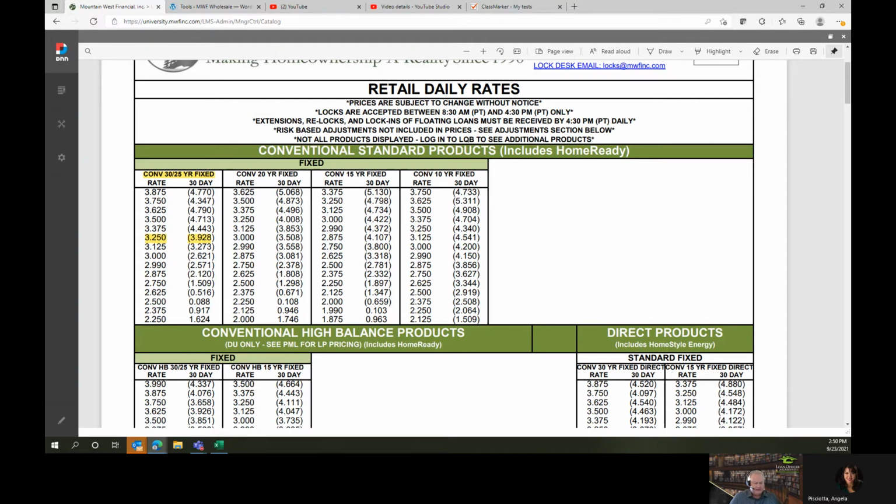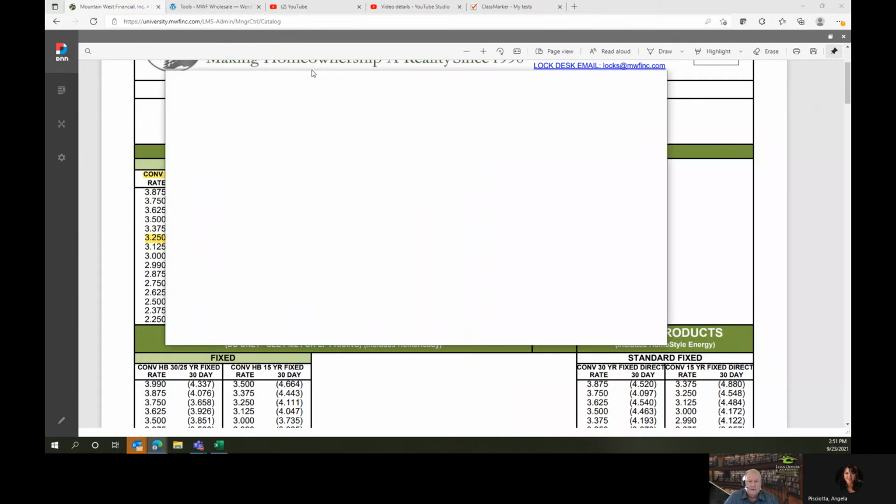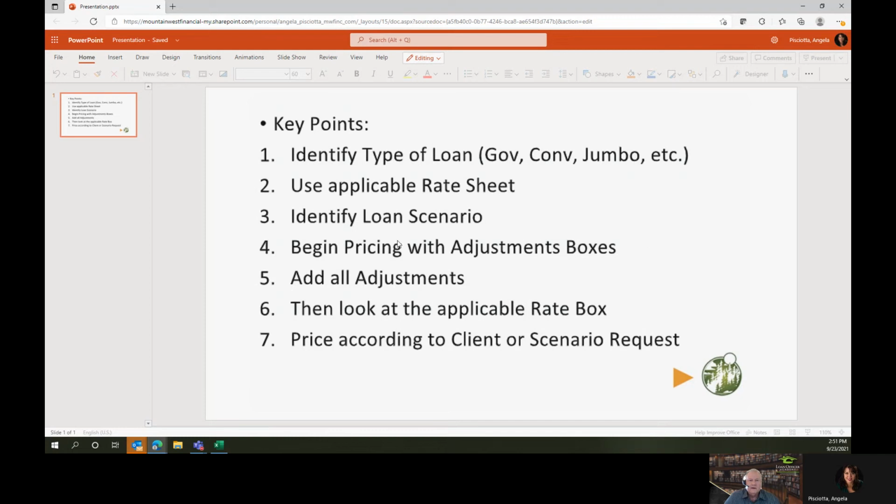Okay, so that's two examples, the FHA and a conventional. So now let's look at our takeaways. Angela, do you have that screenshot of our takeaways? And always remember, here it comes. Perfect. Okay, our key takeaway points here.